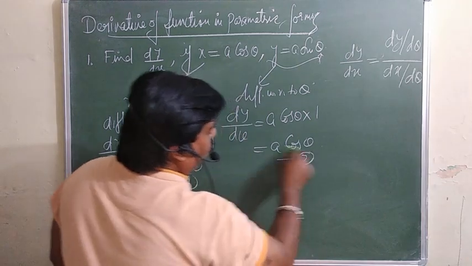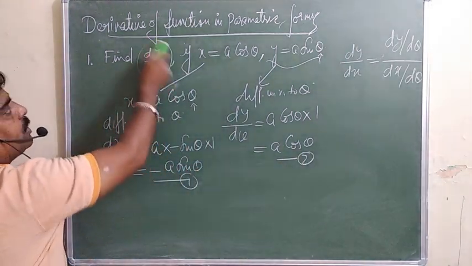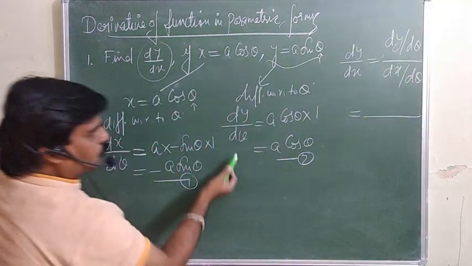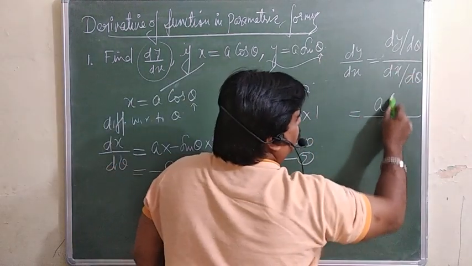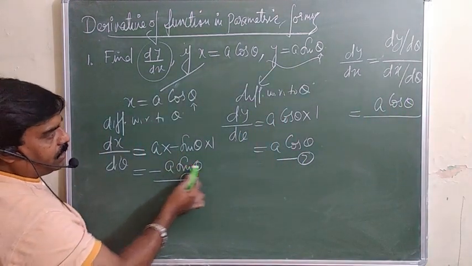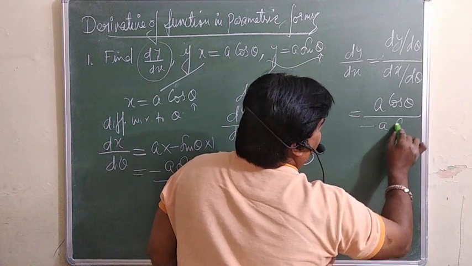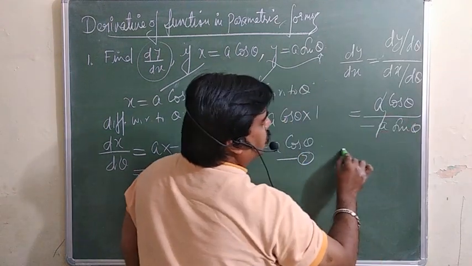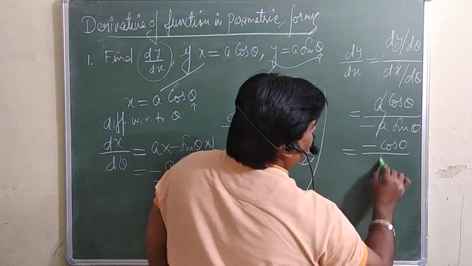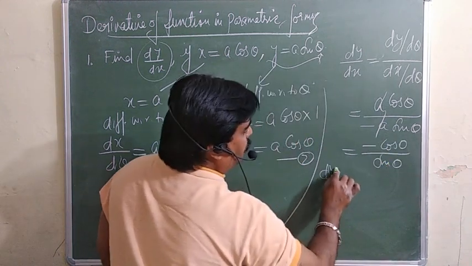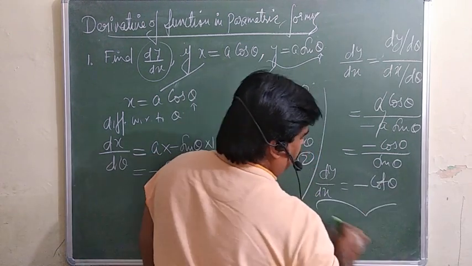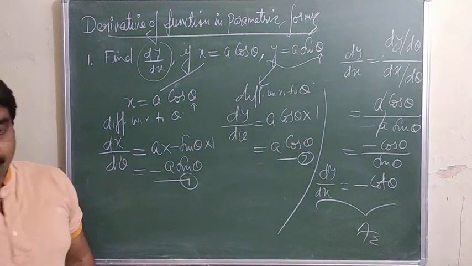This is your 2. But we are interested in dy over dx. So dy over dx is equal to dy over d theta over dx over d theta. So dy over d theta is a cos theta, and dx over d theta is minus a sin theta. You can put the value and solve this one. So what finally you will get is cos theta over minus sin theta. So here dy over dx is equal to minus cot theta, and this is your answer. Have a look.